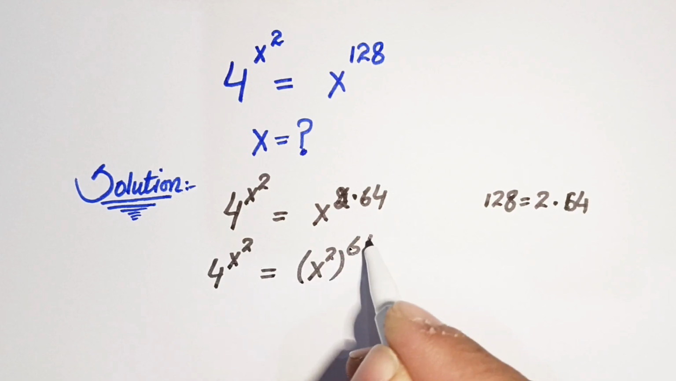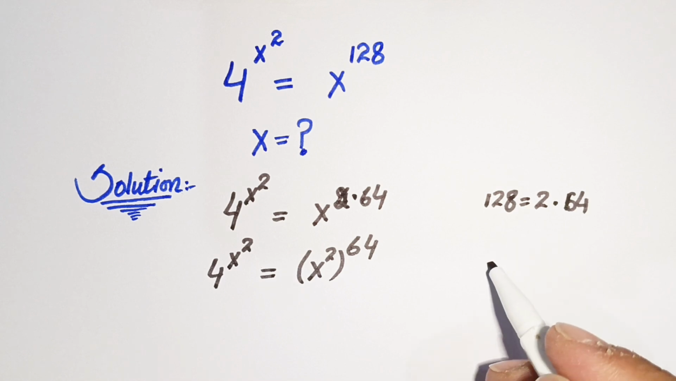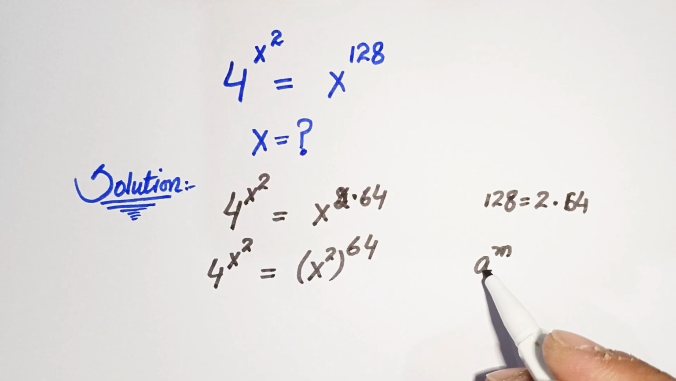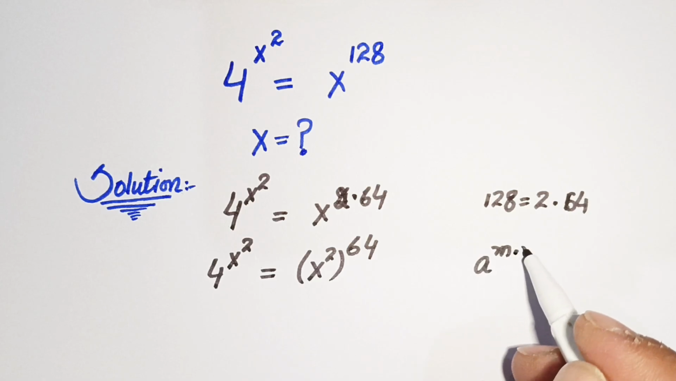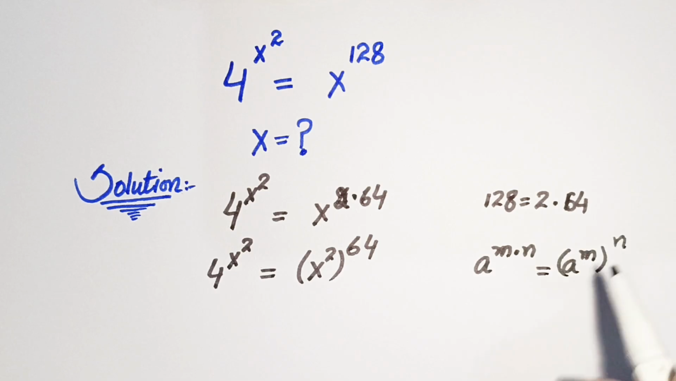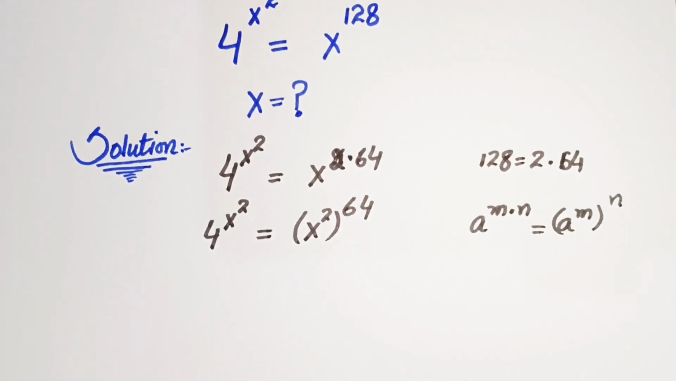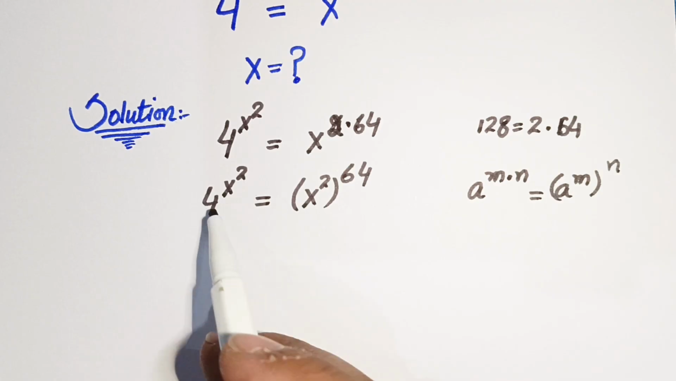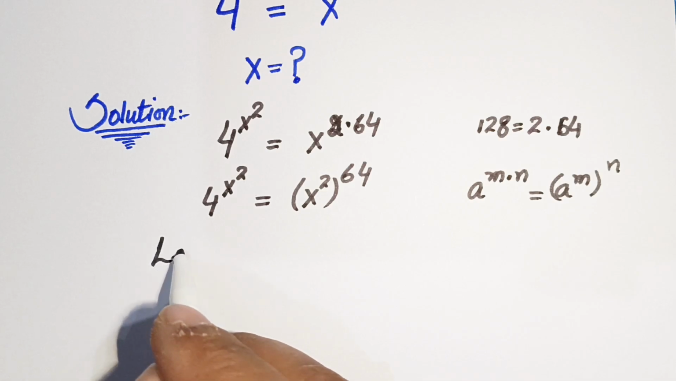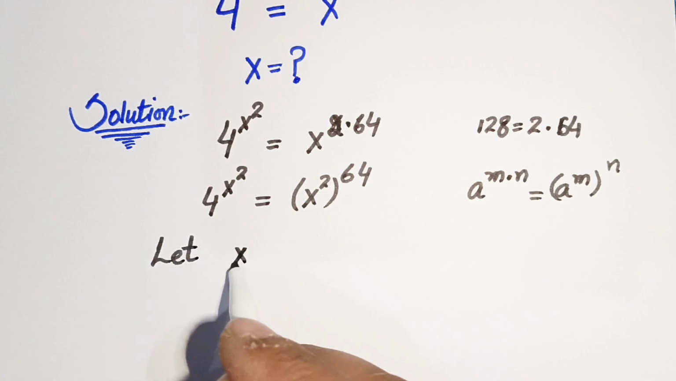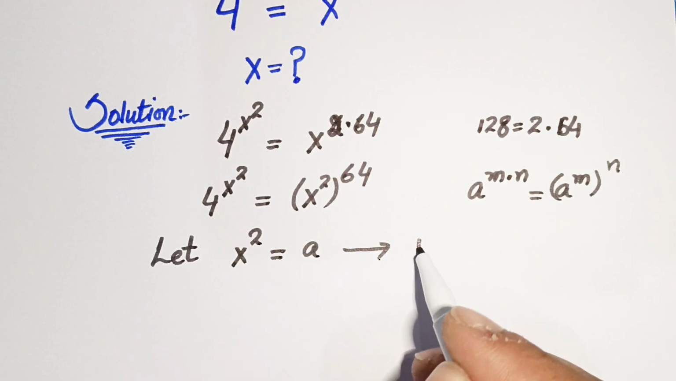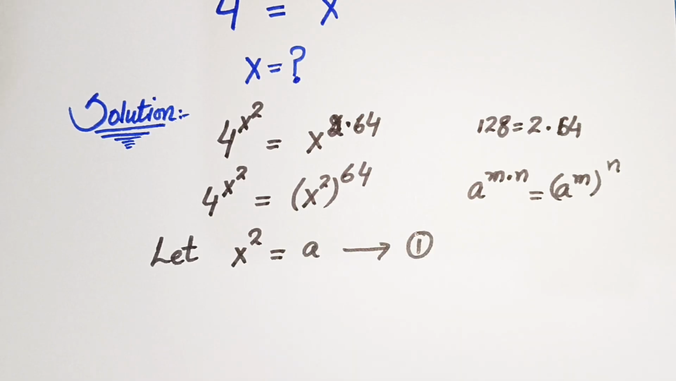because we know that according to this exponential property, if we have a to the power m times n, then it will be equal to a to the power m whole to the power n. So now our next step is, let x squared be equal to a. So it is our equation 1.